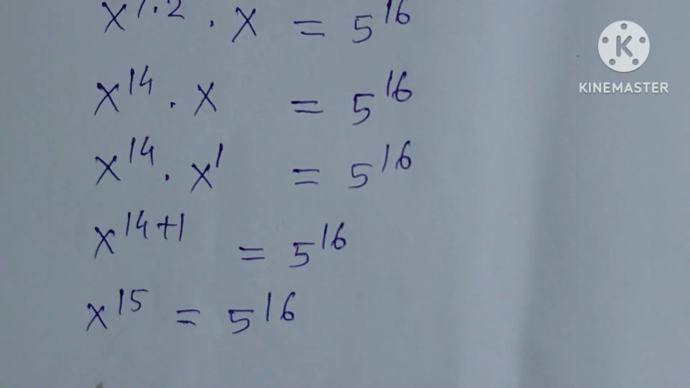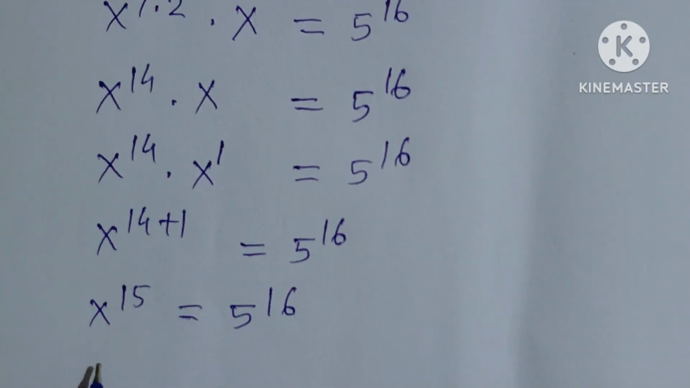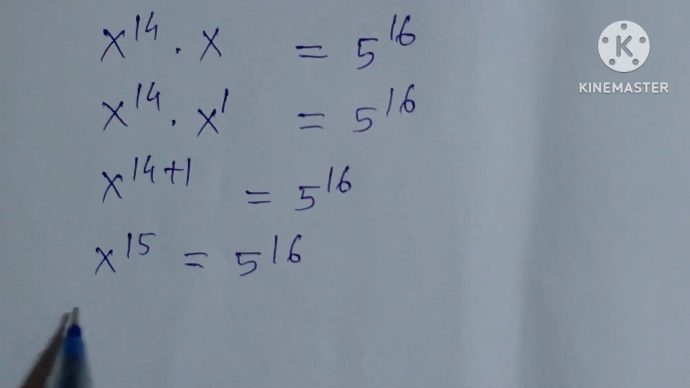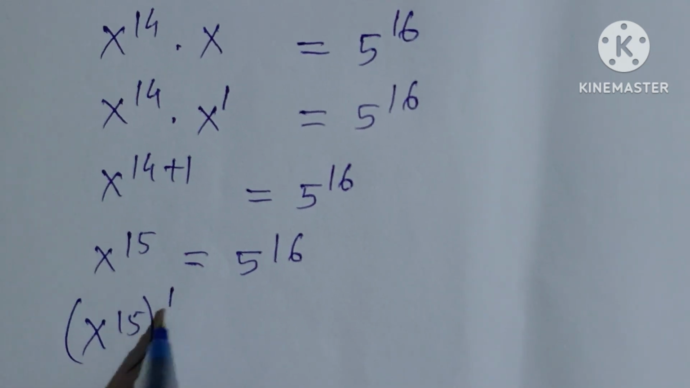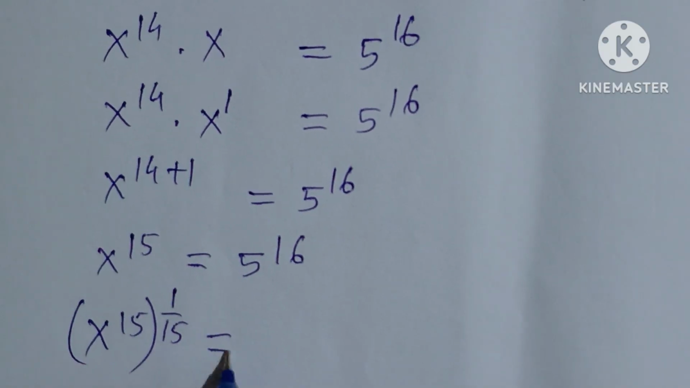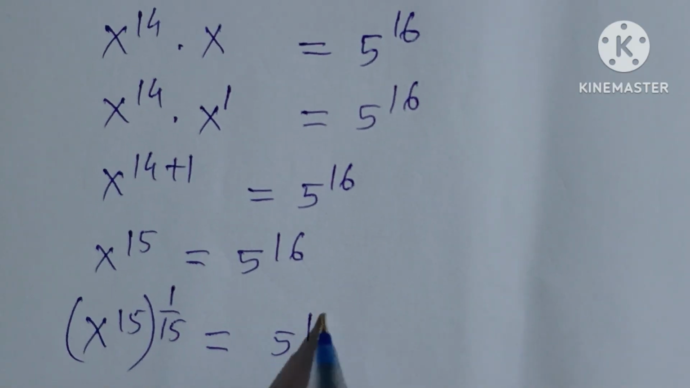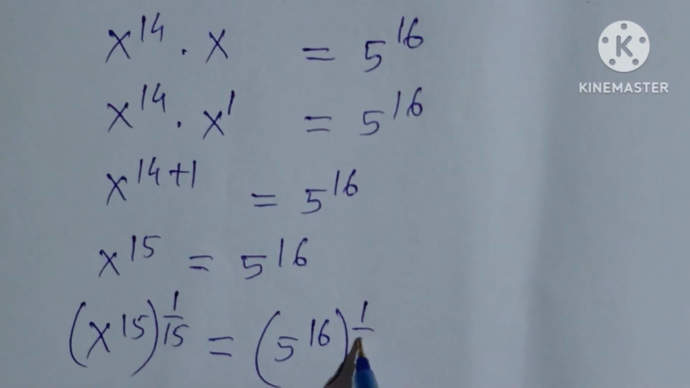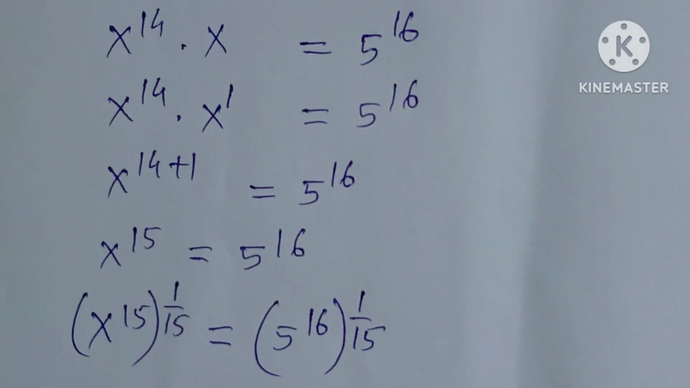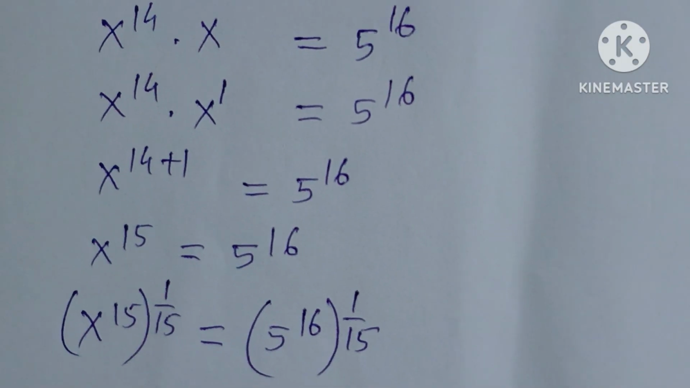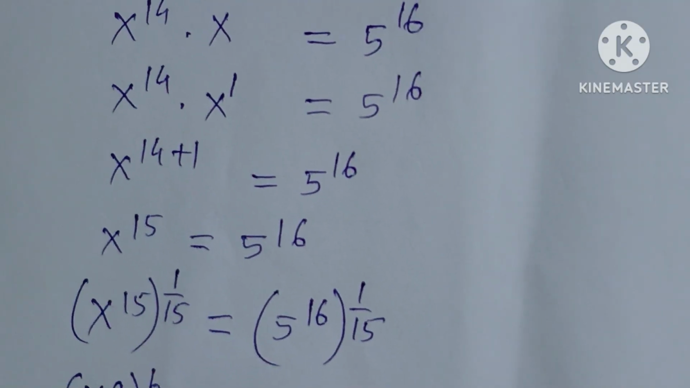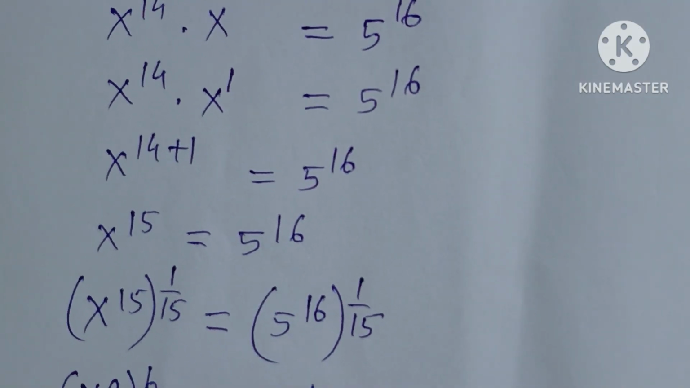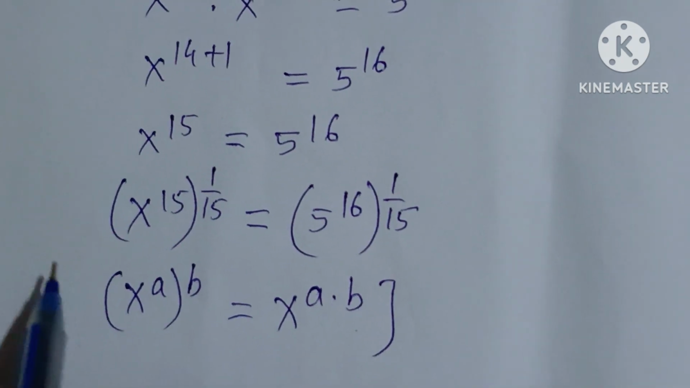Now multiply both sides by 1 upon 15. So we get x raised to power 15 raised to the power 1 upon 15 is equal to 5 raised to the power 16 into 1 upon 15. So that we get x raised to power a into b equal to x raised to the power a into b.